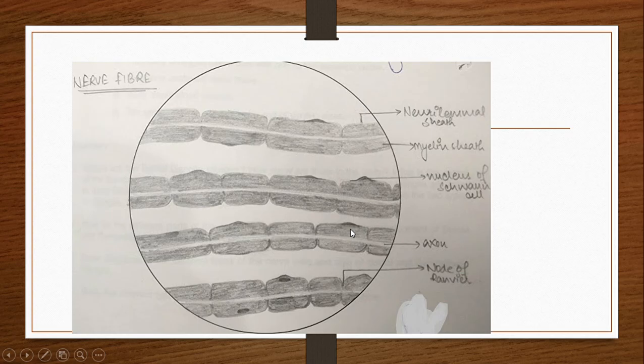So that's all about the histology of nerves, or the histology of nervous tissue, nerve fiber, ganglions and optic nerve.